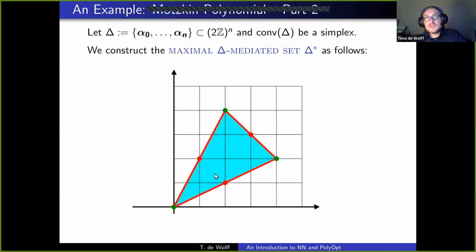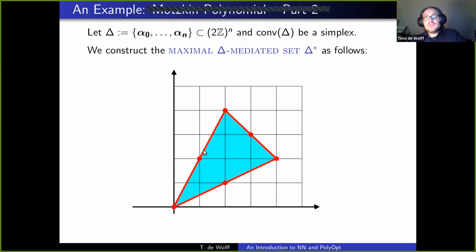So these 3 points that I had before here, I cannot write anymore as the midpoint of 2 of the green points. So I also have to throw these ones away because I cannot write them as the midpoint of 2 all even points. And then this thing becomes stationary, right? So now I'm just ending up with points which are either vertices or midpoints of 2 all even points. So this thing is the delta mediated set, according to this algorithm that Bruce used.